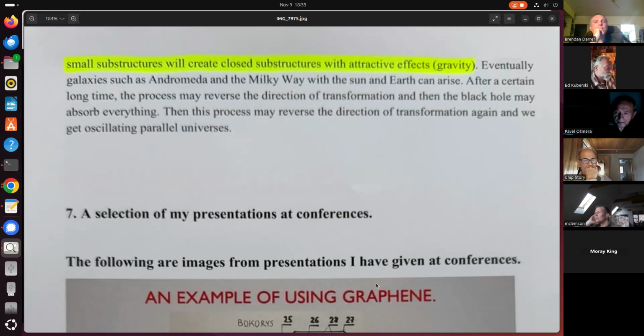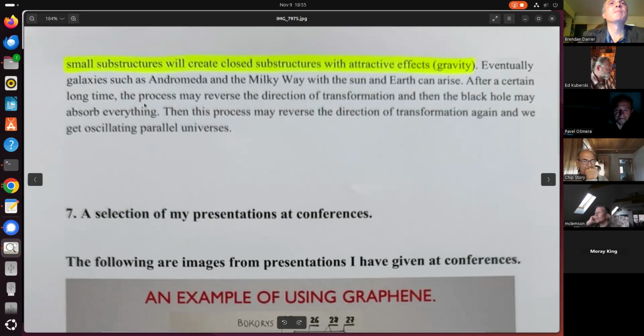After a certain time, the process may reverse the direction of transformation, then the black hole will absorb everything. That does not follow subquantum kinetics. Subquantum kinetics is an open system. It does not revert back to compression because there is no Big Bang essentially in subquantum kinetics. After a certain time, the process may reverse the direction of transformation, then the black hole may absorb everything. Then this process may reverse the direction of transformation again, and we get the oscillating parallel universe.